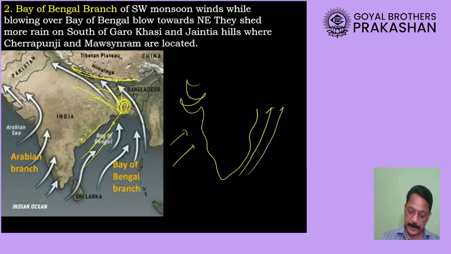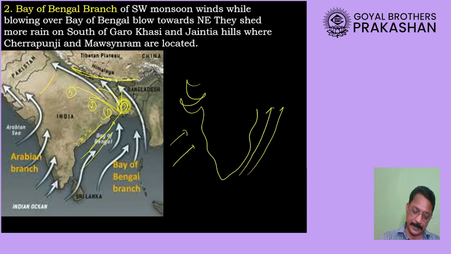and they start blowing towards the interior part of India. Okay, so as they move towards the interior part, the amount of rainfall in them will start decreasing. So place number 1 will be receiving more rainfall. Place number 2 will receive comparatively less rainfall. Place number 3 will receive even less rainfall.